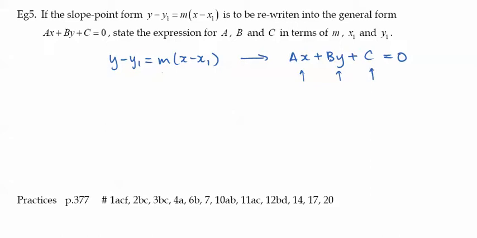So let me open up the bracket here. We don't want to have any bracket. As you open it up, we have m times x minus m times x1.